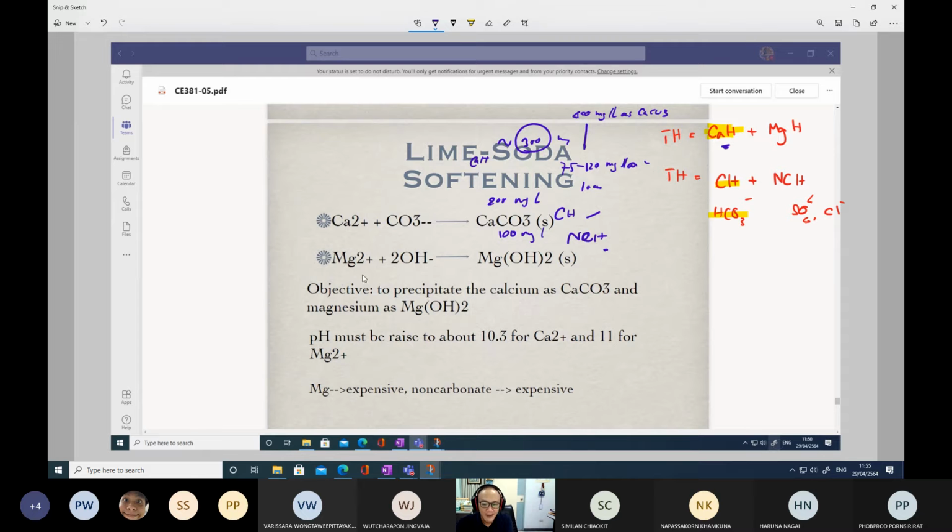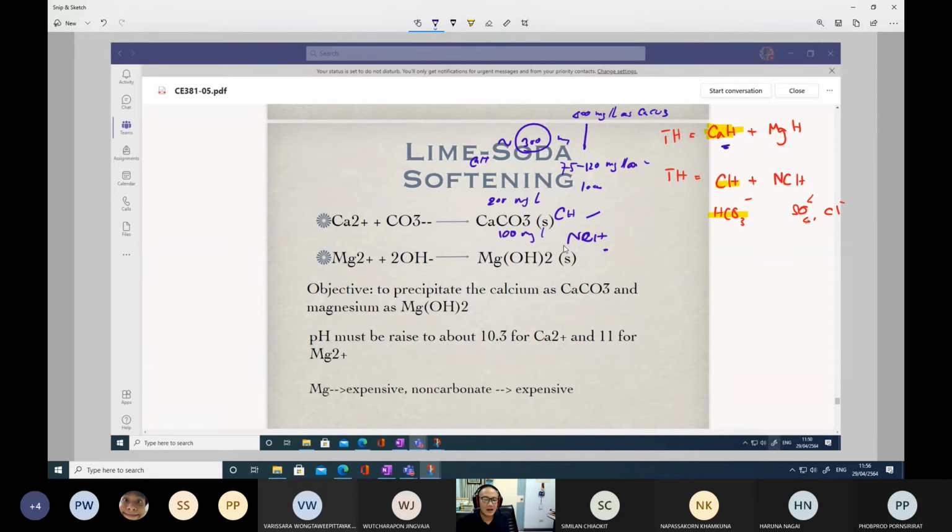For magnesiums, we cannot do the same as the calciums, although they belong to the second group in the periodic table, but they have different chemical characteristics. Magnesiums never precipitate with the carbonate. So if you want to remove the magnesiums, you have to precipitate these magnesiums with the hydroxide ion instead. So magnesium hydroxide is the precipitated form of the magnesiums. So this is the basic idea of how we can remove calciums or magnesiums.